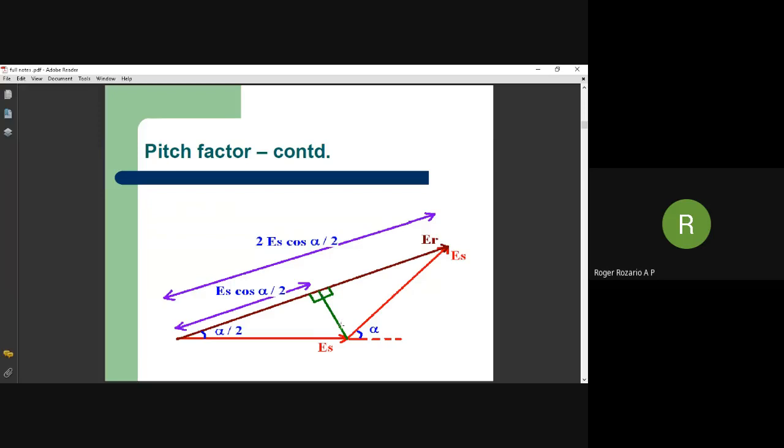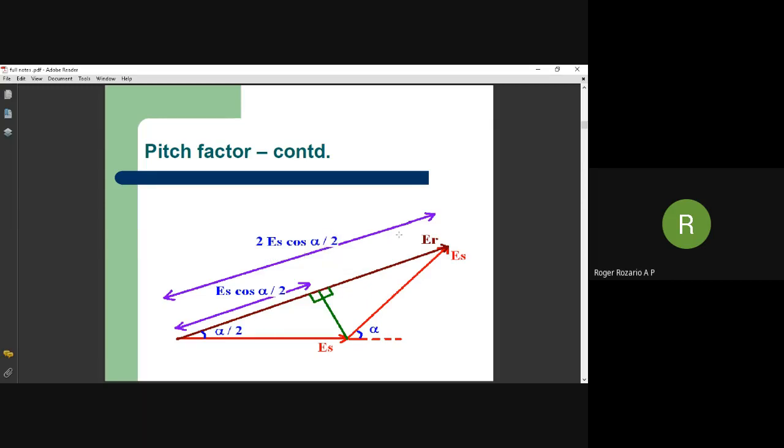This is the opposite side. This is the adjacent side. This is the hypotenuse. So use the triangle formula and find out what this distance is: ES cos alpha by 2. But we are interested in finding the resultant ER, which is twice this distance. So 2 into ES into cos alpha by 2.